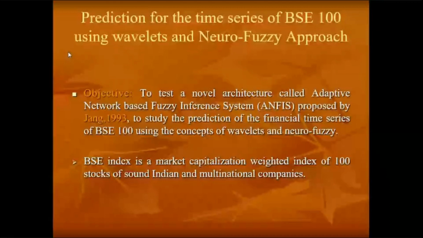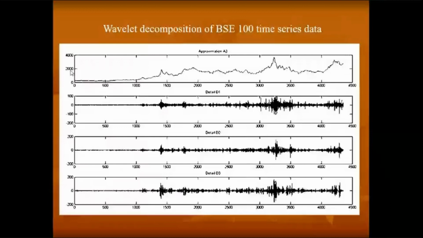So the objective of this presentation, because this emphasis is very important for the prediction of financial time series data. ANFIS is basically known as adaptive neuro-fuzzy inference system, right? So the relation with the wavelet coefficient, the beauty of ANFIS provides very good results. So here I am just showing the results.